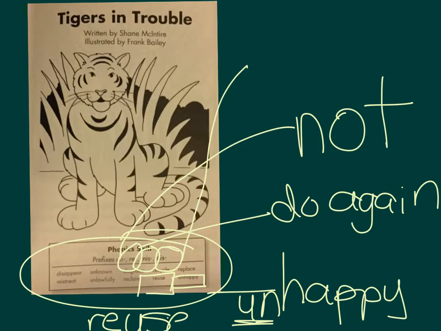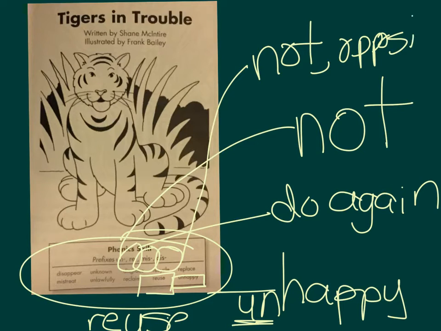Remember, dis also means not or opposite. So if I have disappear, my base word is appear. So disappear is the opposite of something appearing. So the magician made the rabbit disappear. That's the opposite of appear.